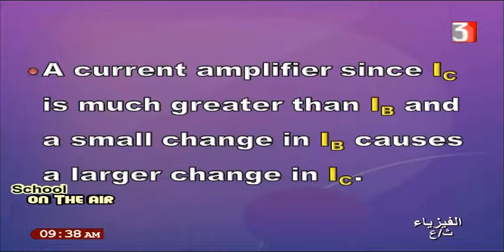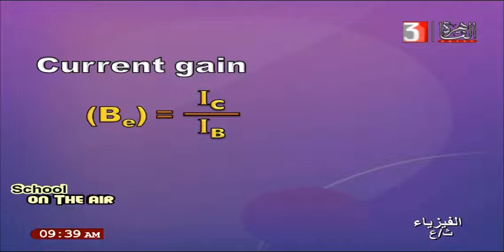Why? I've just mentioned it. It acts as a current amplifier since IC is much greater than IB. Output is much greater than input, and a small change in base current causes a tremendous change in collector current. And now we'll obtain something we call current gain. It is denoted by beta E.